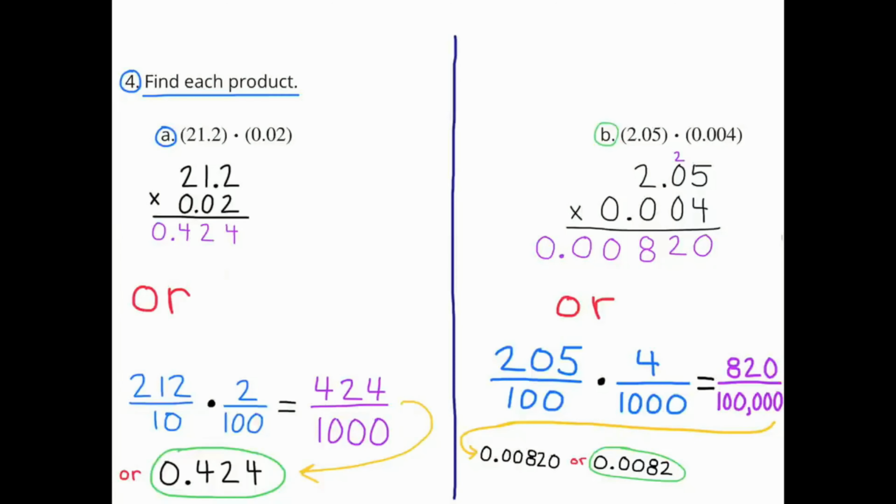0.424. B. 2 5/100 times 4 thousandths. Again, you can set it up as a multiplication problem like I did on the top and the right-hand side, or you can set it up as multiplying fractions like I did on the bottom. 2 5/100 is the same as 205/100. 4 thousandths is 4 over 1,000. So 205/100 times 4 thousandths equals 820 hundred-thousandths, or 0.00820. But you don't need that 0 on the right-hand side, so you can write it as 82 ten-thousandths.